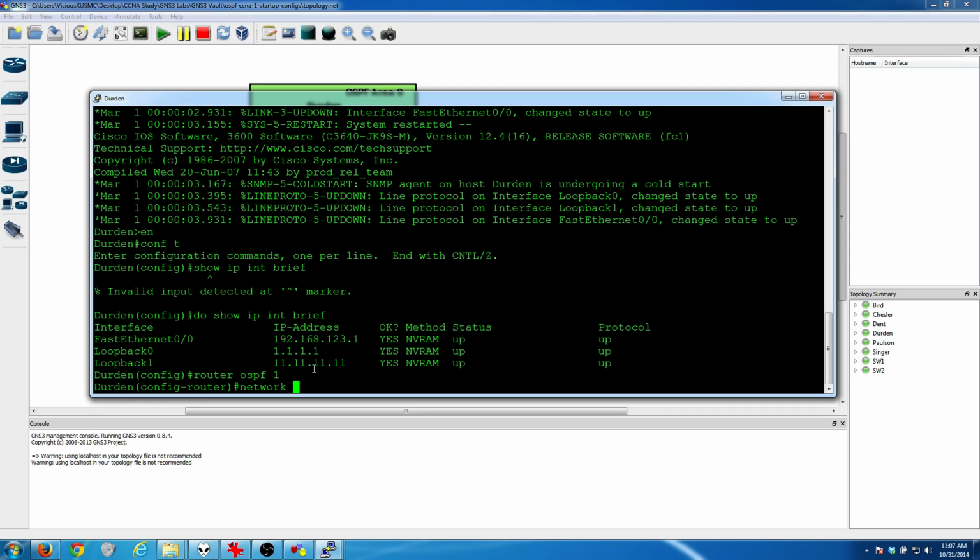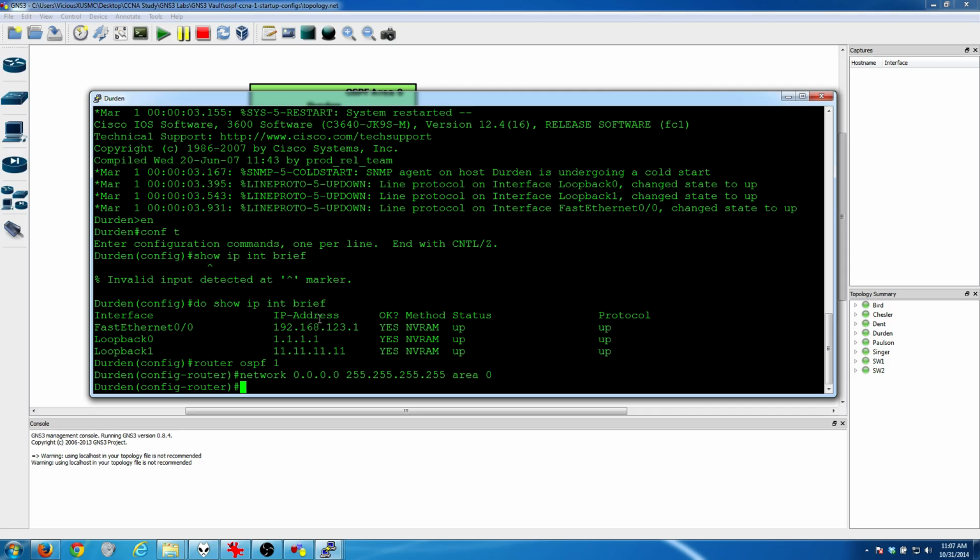Best practice from Cisco says to use exactly the IP address that you're looking to add, with a zeroed out wildcard mask, which means it's only going to look for this interface and add it to OSPF. The lazy man's way of doing things, especially for labs, is to do the exact opposite. Just use a zeroed out network and a full 255 wildcard mask, and this says match any network that I have on this router and add it to OSPF area 0. So all 3 of those interfaces are now in OSPF on Durden.